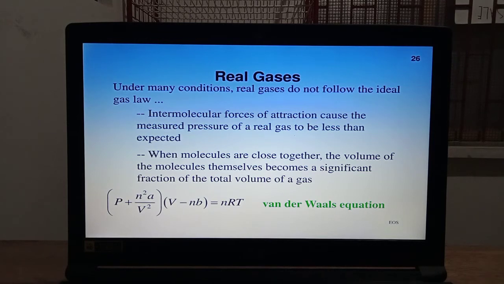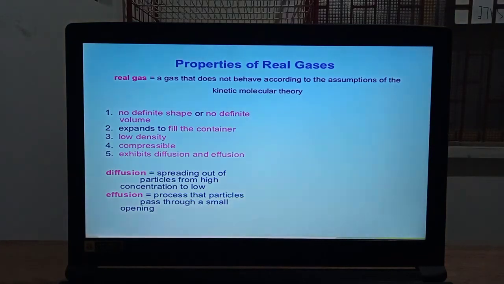So we have here the van der Waals equation: open parenthesis P plus n squared a divided by V squared close parenthesis, open parenthesis V minus n b close parenthesis equals nRT. So this is the van der Waals equation.